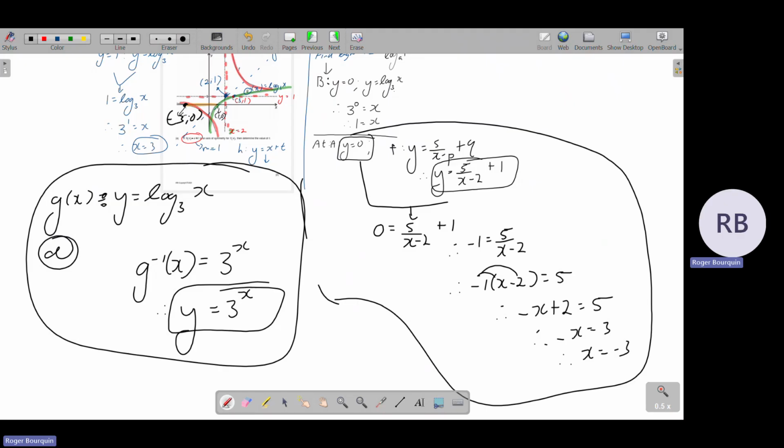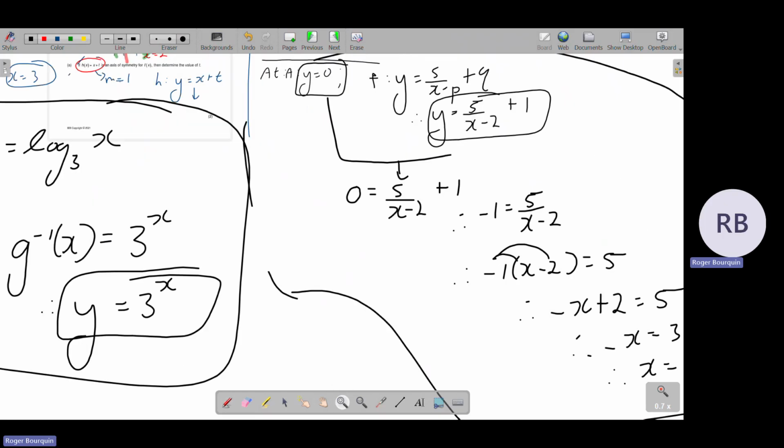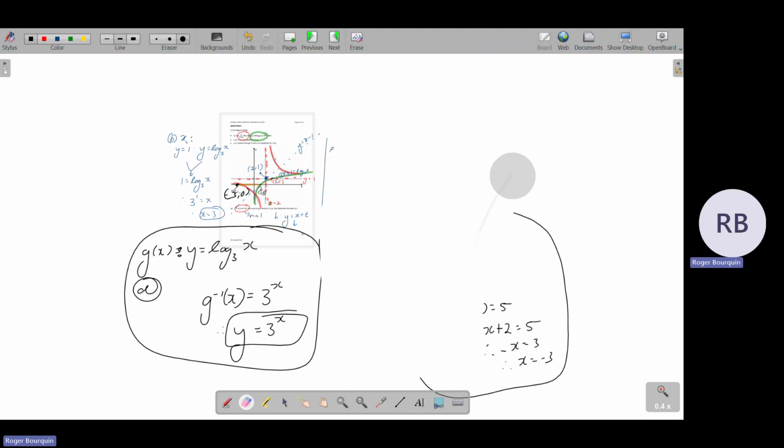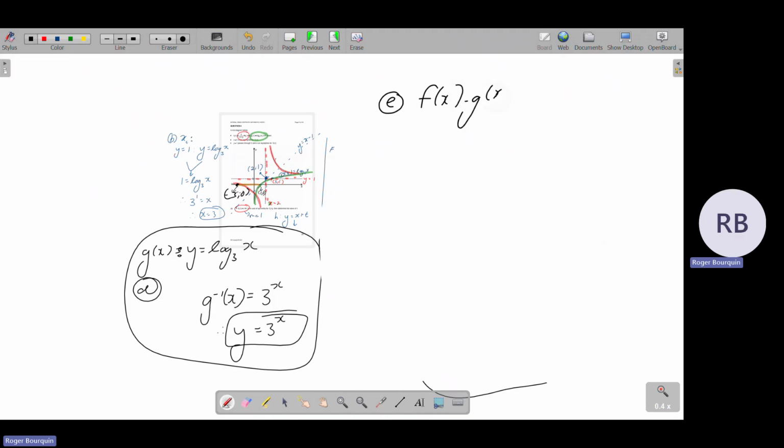Which values of x is f of x times g of x less than 0? Even though this is section A, that would be classified as a section B type question. So the question says, for E, for which values of x is f of x times g of x less than 0, or less than or equal to? Less than 0. So what does that mean?